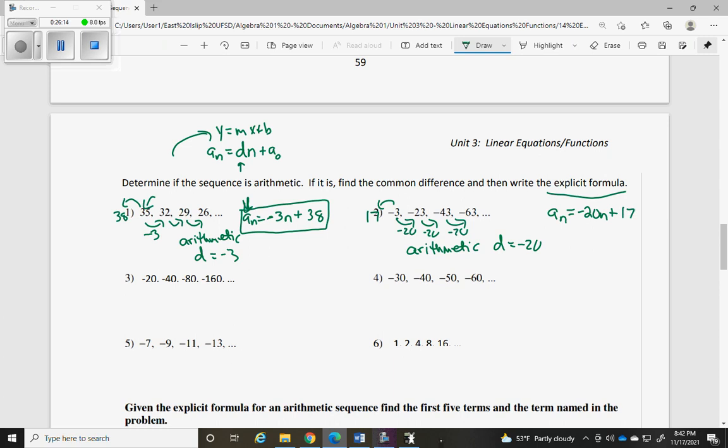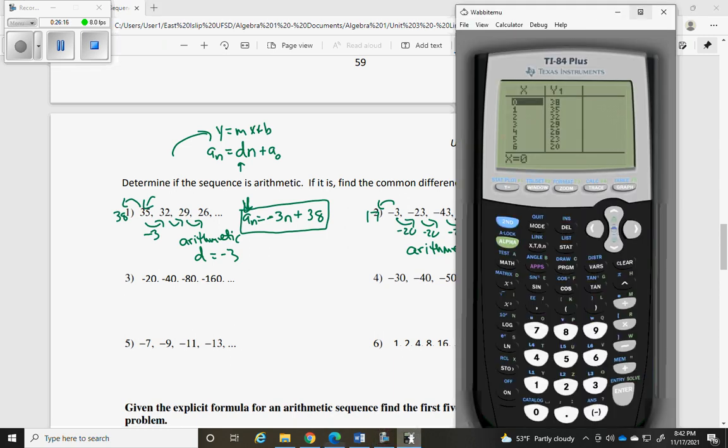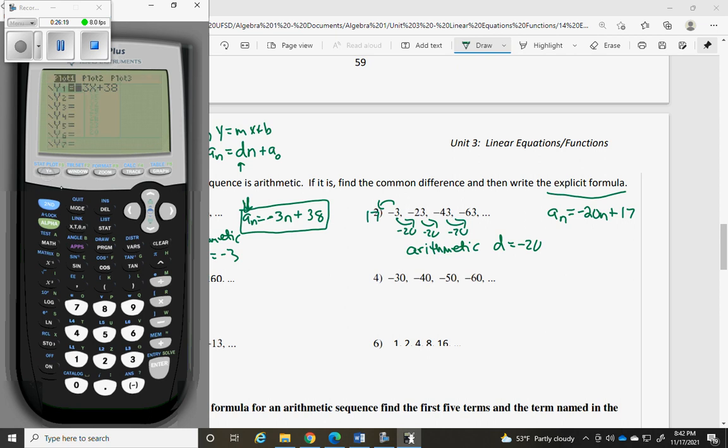Let's go look at our graphing calculator to see if we really did it right. If we go to the y equals button, I'll type in negative 20x plus 17, and I'll go look at my table and hope that I get the same sequence. My first term is a 3. My second term is a negative 23, negative 43, negative 63. I did it. I did a good job.